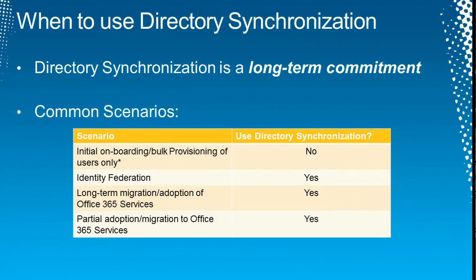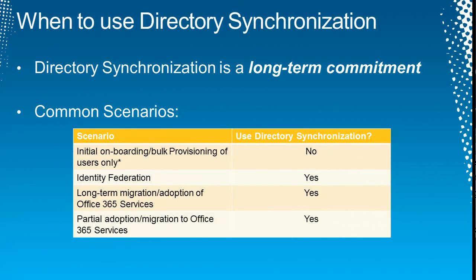So don't consider directory synchronization in that case. A big win feature for us is identity federation in Office 365. Your users can now sign in using the same credentials as they do for your intranet. In that case, you should absolutely consider using directory synchronization. That's how your users are going to be provisioned into the cloud and then facilitate that federated identity.